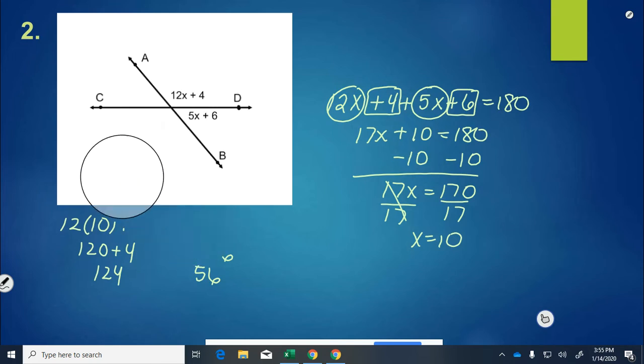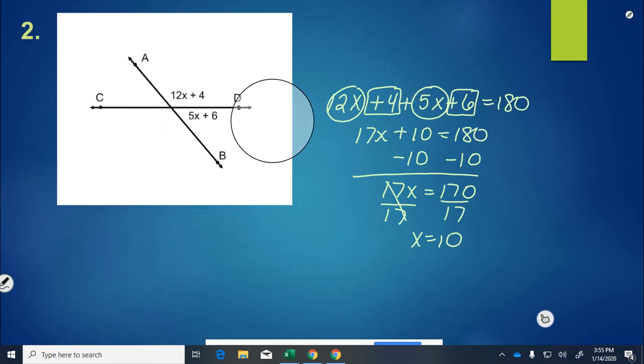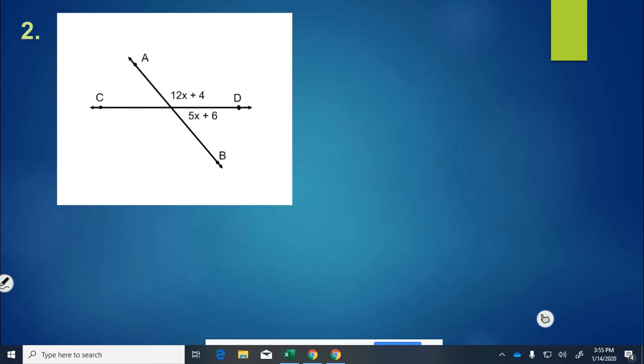All right. So again, if you have vertical angles, they're on opposite sides of a vertex and they're congruent. If you have supplementary angles, they're side by side, one obtuse, one acute, so they add up to 180.